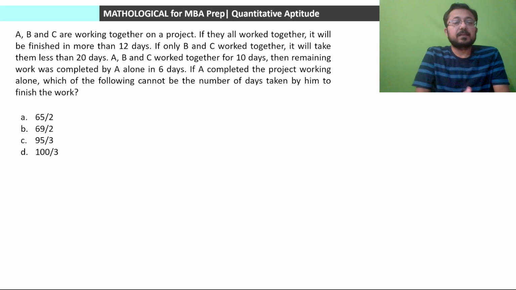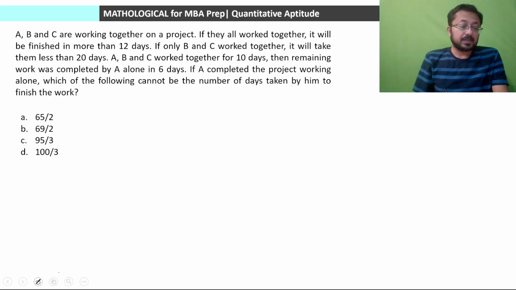A, B, and C are working together on a project. If they all work together, it will be finished in more than 12 days. If only B and C work together, it will take them less than 20 days. A, B, and C work together for 10 days. Then the remaining work was completed by A alone in 6 days. If A completed the project working alone, which of the following cannot be the number of days taken by him to finish the work?